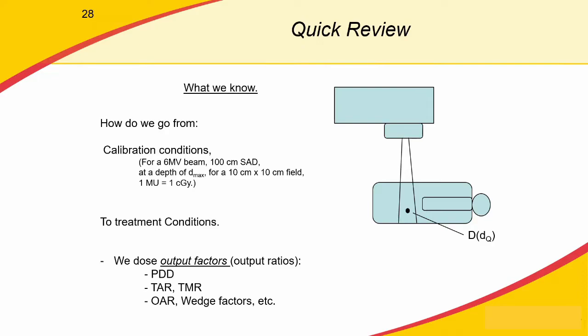And what we're discussing in this series of videos is how do we go from our calibration conditions, field size, depth, setup, to the conditions of the patient's treatment, where we will be at a different depth, using a different field size within the patient. So we're discussing the idea of the output factors or output ratios that we use to calculate the dose at the depth and for the field size we need for treatment. Things such as percentage depth dose, and what we'll talk about today, tissue air ratio, tissue maximum ratio, and any other factor that may affect the output of the beam during treatment.